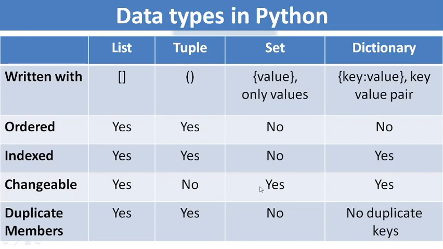Duplicate members, whether it accepts duplicate members or not. So list, it accepts duplicate members. Tuple, it also accepts duplicate members. Set, it does not accept duplicate members. And dictionary, it does not accept duplicate keys, though the value can be duplicated with different keys.